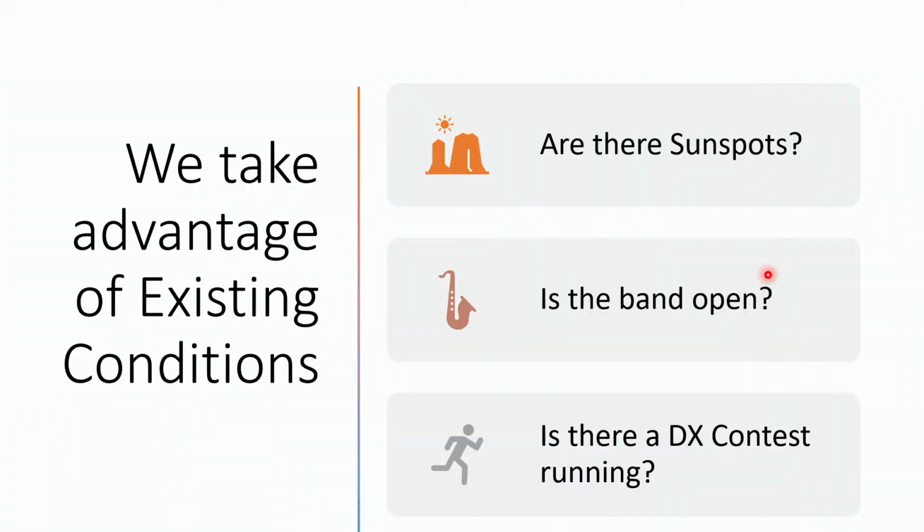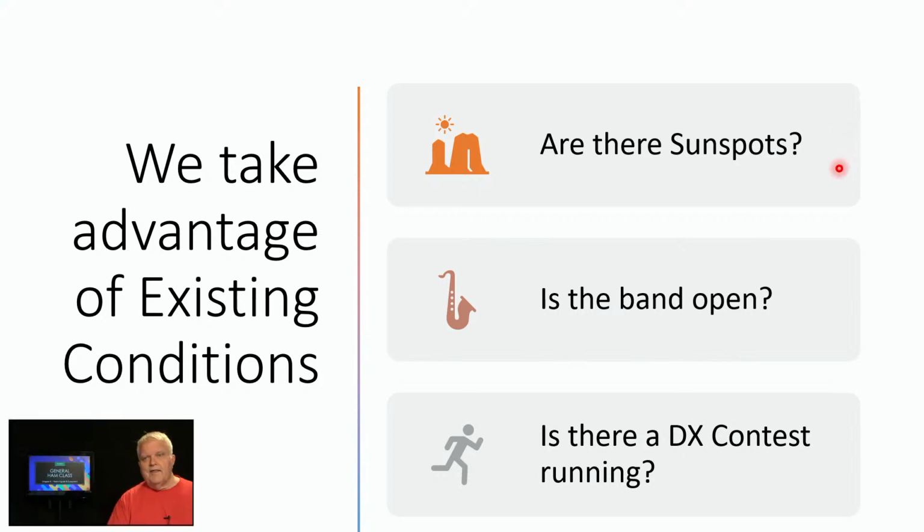Well, we take advantage of the conditions that exist at the time. Are there sunspots? Oh, is it daytime and sunspots? Well, probably you can make contacts then on the 10 meter and the 12 meter bands. That might work out. Okay, is the 20 meter band open? If it's not, well, maybe I can go to a lower frequency. Is there a DX contest running this weekend? I might be able to make some new contacts. So we look for conditions as they are.